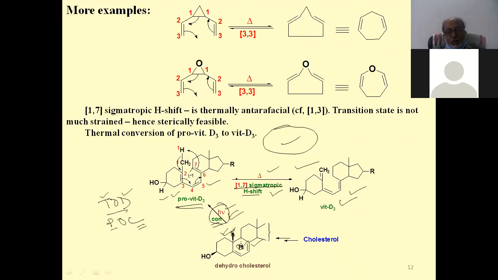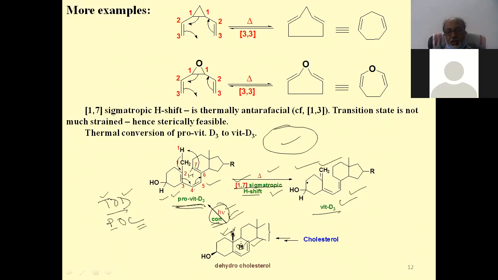Second part is this one. This molecule provitamin D3 becomes D3 through a 1,7 sigmatropic shift. What is this 1,7? This is 1 and 1, so it is 1, 2, 3, 4, 5, 6, 7. The numbers are already given. So this rearrangement shift is going to give us this molecule.